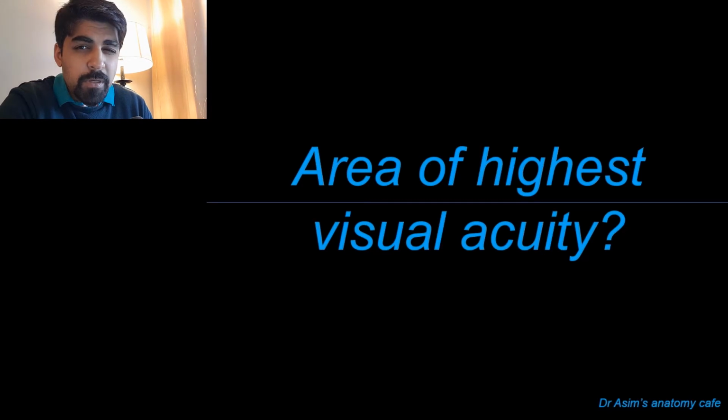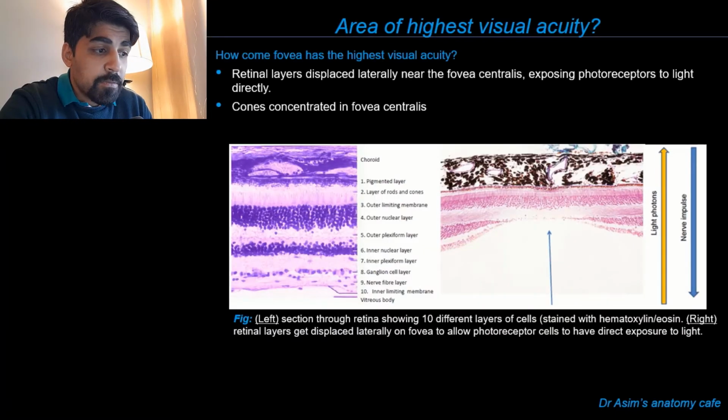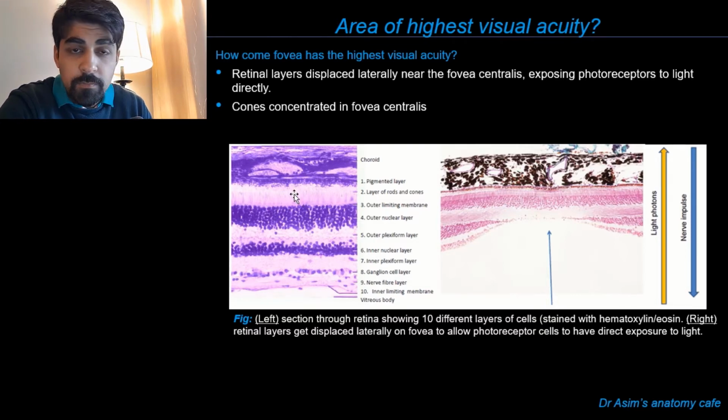Now, you might be wondering how the fovea centralis can be the area of highest visual acuity in the retina. Let's try to answer that question by once again looking at this section through the retina, which shows the 10 different layers of the retina, stained again by hematoxylin and eosin stain. Once again, the choroid can be seen on the outer side, and the vitreous body can be seen on the inner side. You can see the 10 different layers here. You can see that the different layers are covering over the photoreceptor layer, so the light cannot actually directly hit the photoreceptor cells.